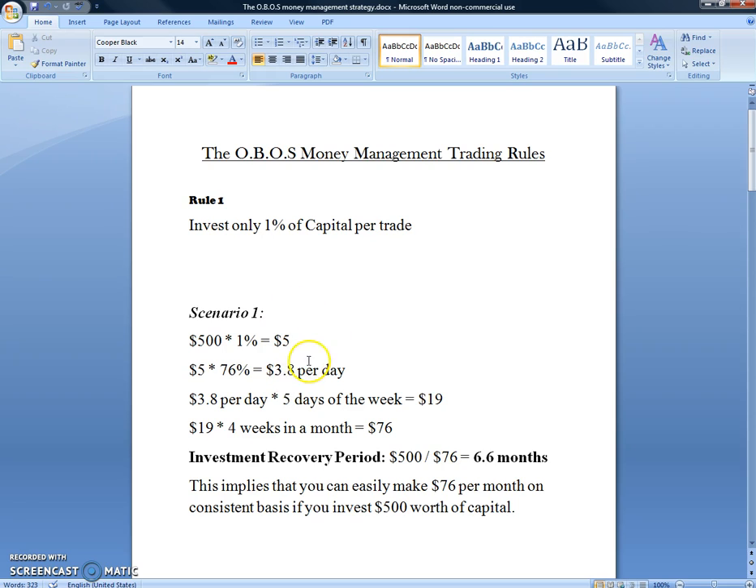So I would advise, if you do not have enough money, just try your best and get at least $500 in, and then apply the strategy. You can make yourself at least a guaranteed $76 per month on a consistent basis, and at least $19 per week on a consistent basis. So just do your best to follow the strategy.